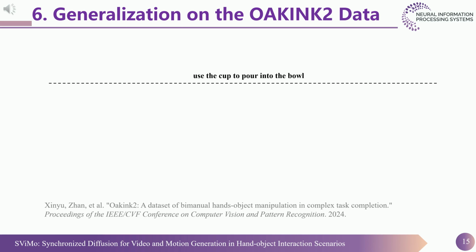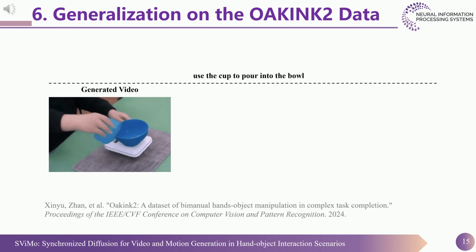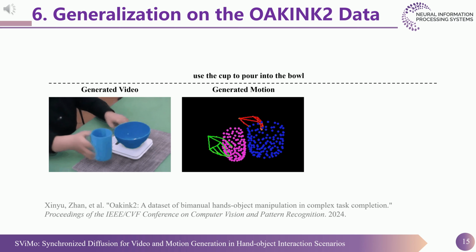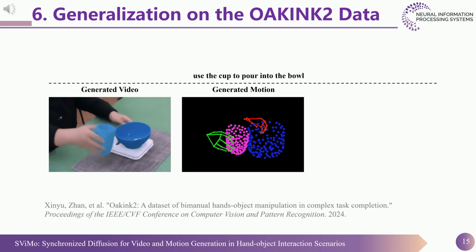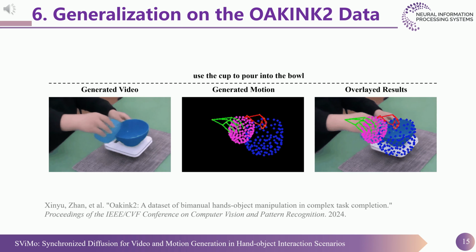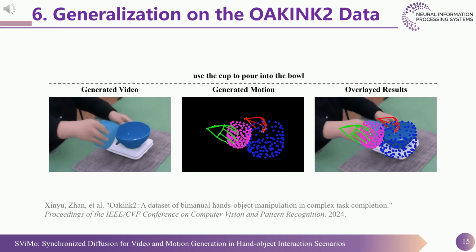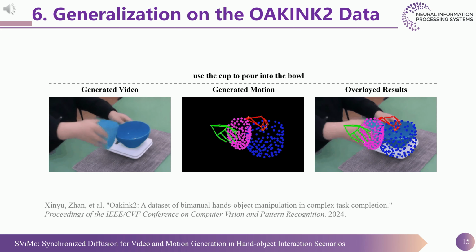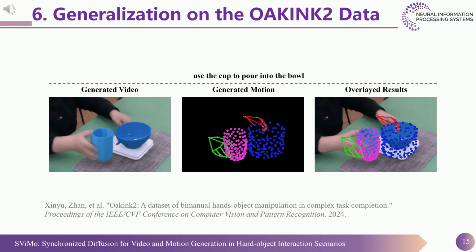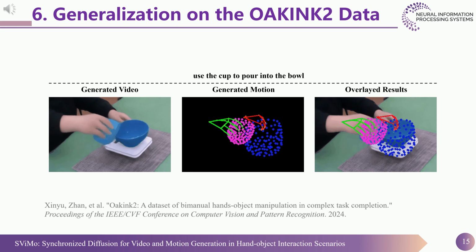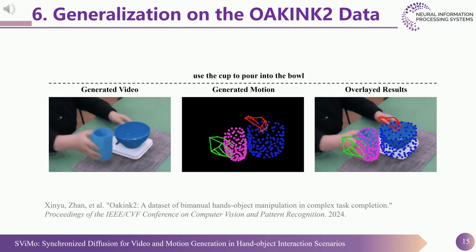In addition to evaluating zero-shot generalization with real-world data, we also evaluate performance using the open-source HOI OakInk2 dataset. The demonstrated interactive task is: use the cup to pour into the bowl. This is the generated video. This is the generated motion sequence. This is their overlay result. The visualization confirms our method's zero-shot generalization capability.